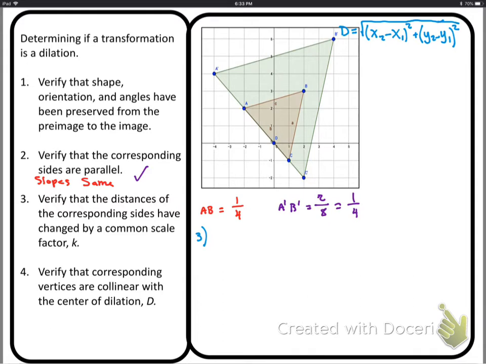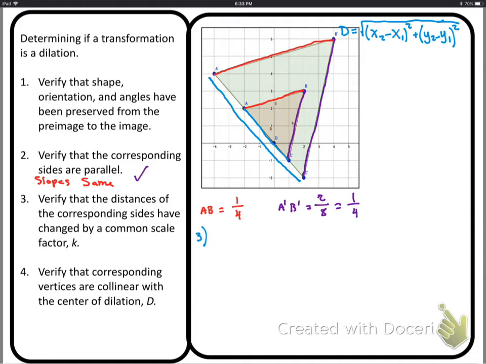There we go. Okay, so there's our distance formula. I'm going to first do it for AB. You want to find all these distances. I want to find the distance from here to here, then the distance from A prime to B prime. After we do those, we're going to find B to C, and then B prime to C prime, and then last C to A, and then out here C prime to A prime.